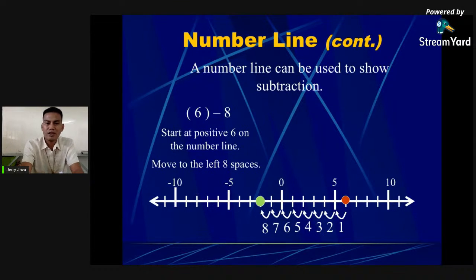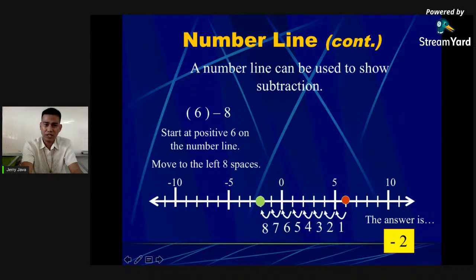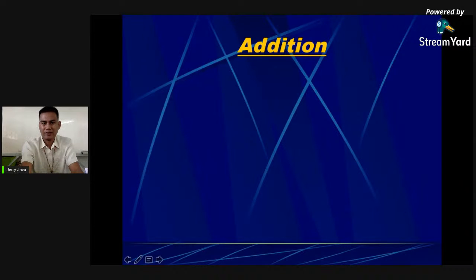Type in your answer. The answer is negative 2. How do you know it's negative 2? This is 0. Then at the left of 0 are the negative numbers. So negative 1, negative 2. Okay.